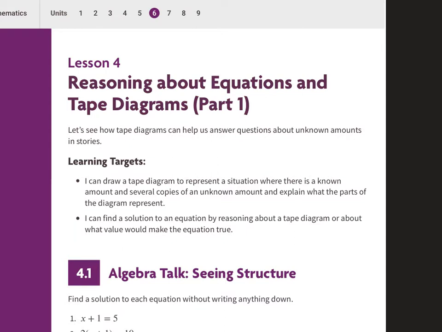Learning targets, or I can statements, are: I can draw a tape diagram to represent a situation where there is a known amount and several copies of an unknown amount and explain the different parts the tape diagram represents. I can find a solution to an equation by reasoning about tape diagrams or about the value that would make the equation true.